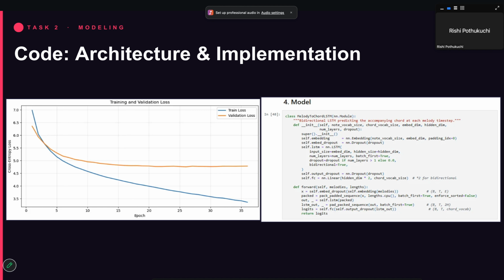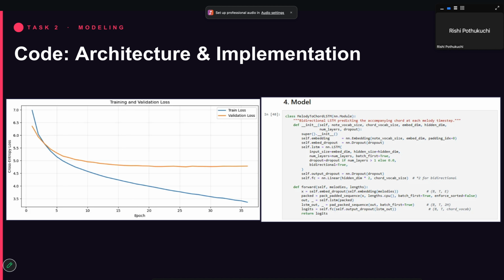Looking at our code implementation, you can see our melody to chord LSTM class on the right side of the screen. The inputs pass through an embedding layer and then feed into the bidirectional LSTM. Because the LSTM processes the sequence in both directions, we have to multiply the hidden dimension by 2 for the linear classification head.